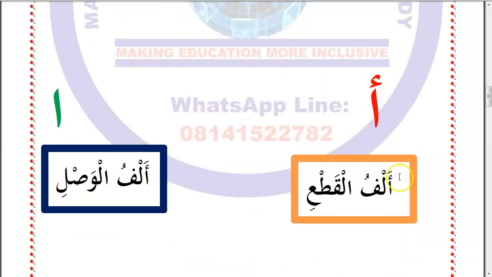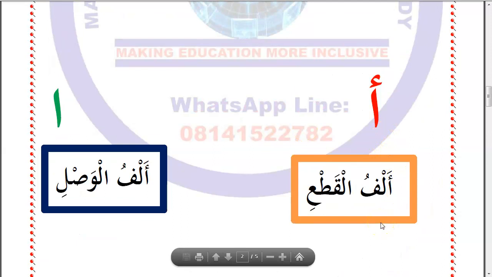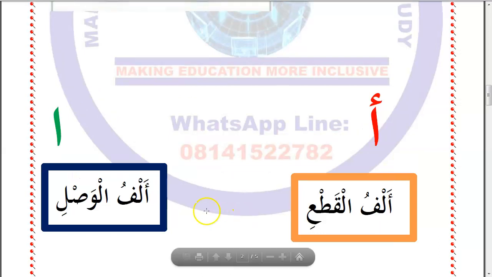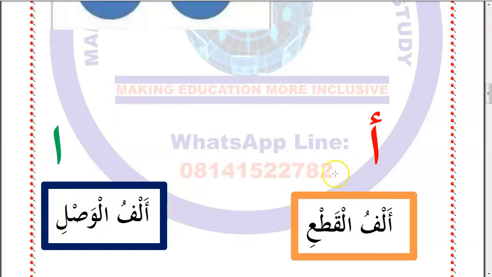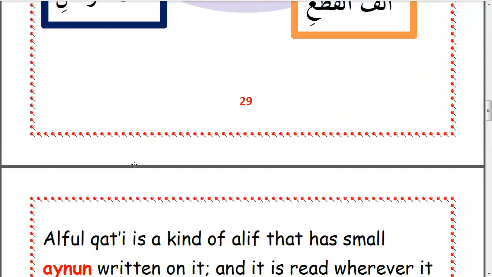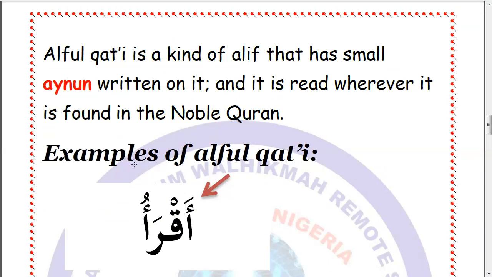Once again, here is Alif al-Qati, disjoint Alif. And here is Alif al-Wasli, joint Alif. Alif al-Qati is the name, and Alif al-Wasli is the name given to this one. So Alif al-Qati is a kind of Alif that has a small ayin written on it, as I said earlier, and it is read wherever it is found in the Noble Quran.